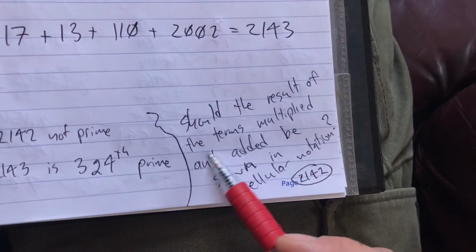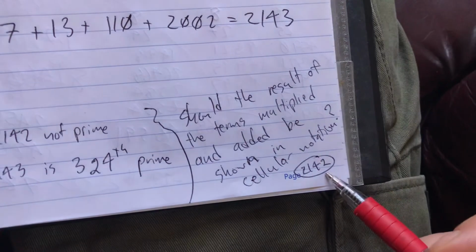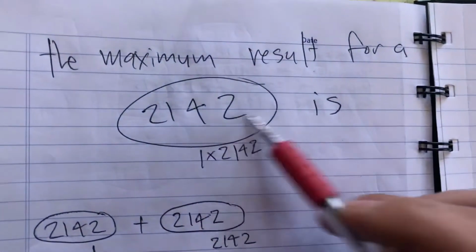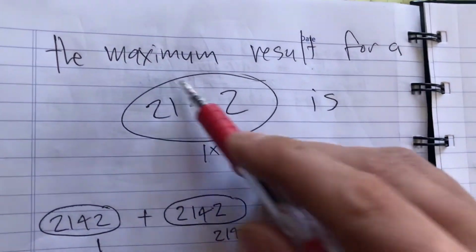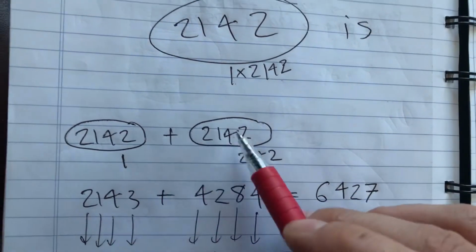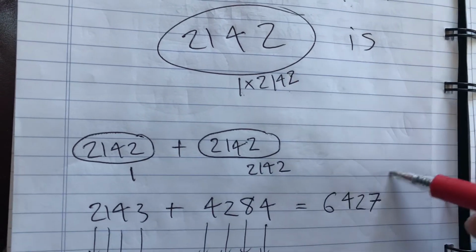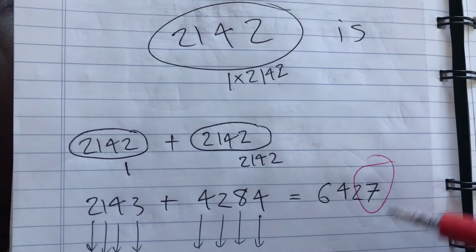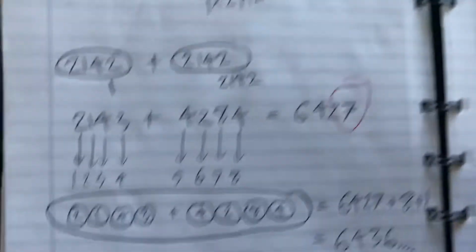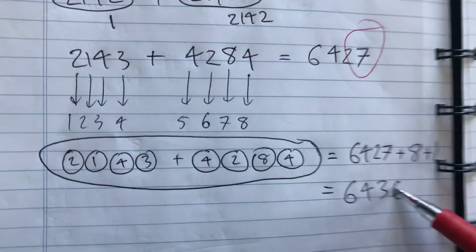So I said, should the result of the terms multiplied and added be shown in cellular notation as a... Okay, so I said, all right, the maximum result for a circle 2142 is a 1 by 2142. So you're going to add 1 to it, and you're going to add double to it. So if I add 1 to 2142, I'm going to get 2143. And if I double this, I'm going to get 4284. That equals something close to a number that I know. I'm 9 off of 6436. Then I said to myself, these are all digits, and it's a solution. And there's the 8 little bubbles I need and the 1 big bubble to get my 6436.